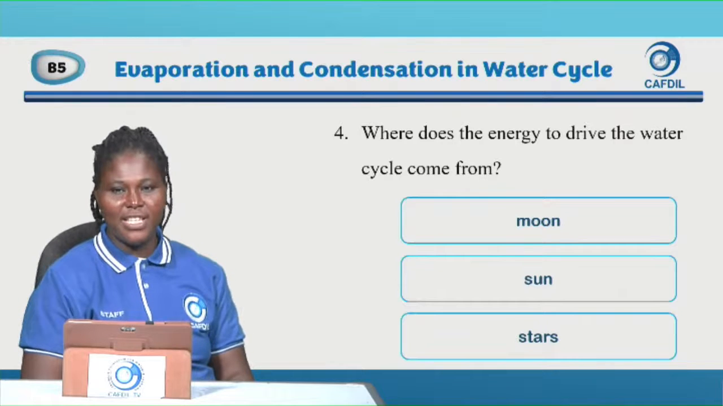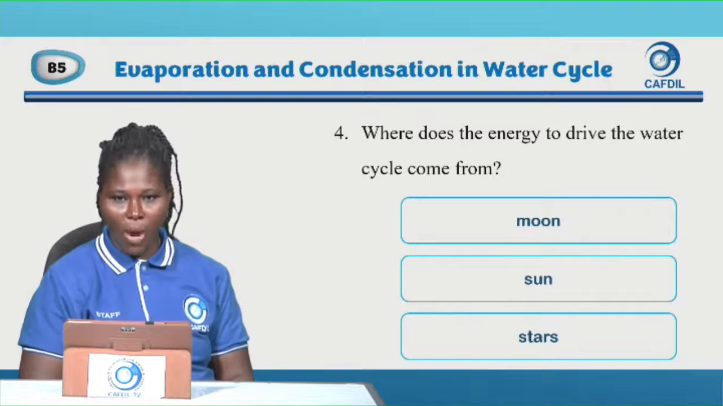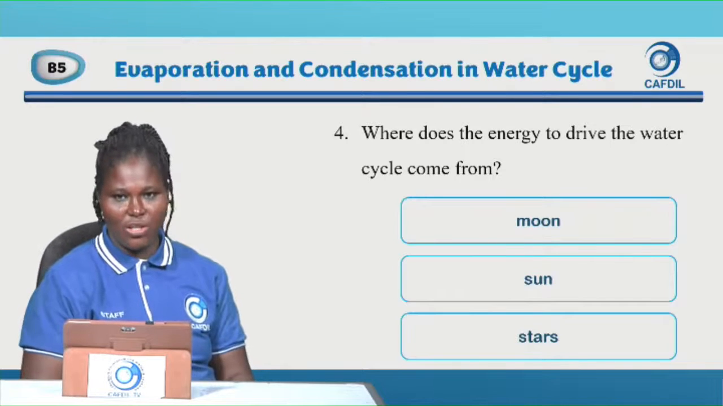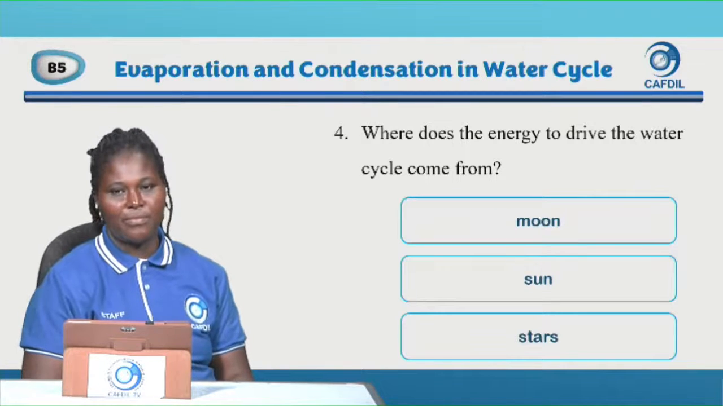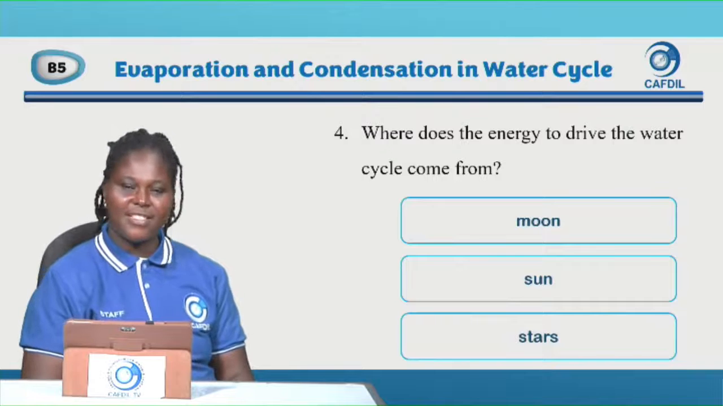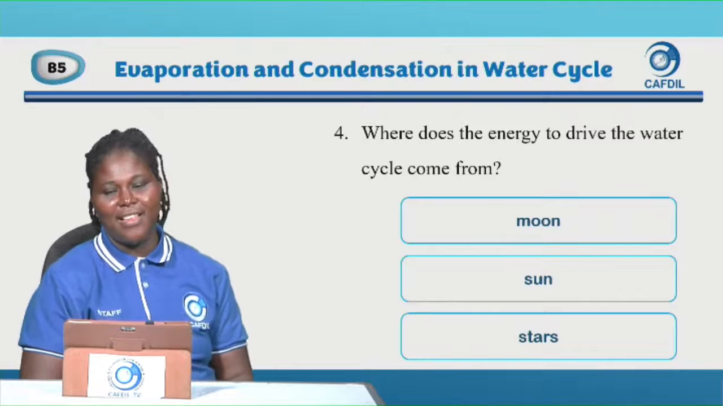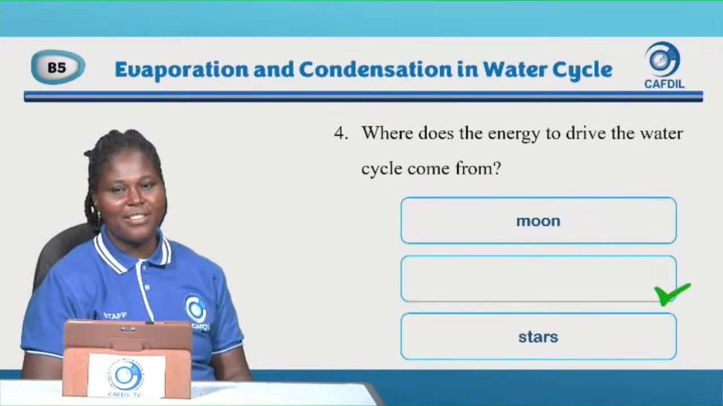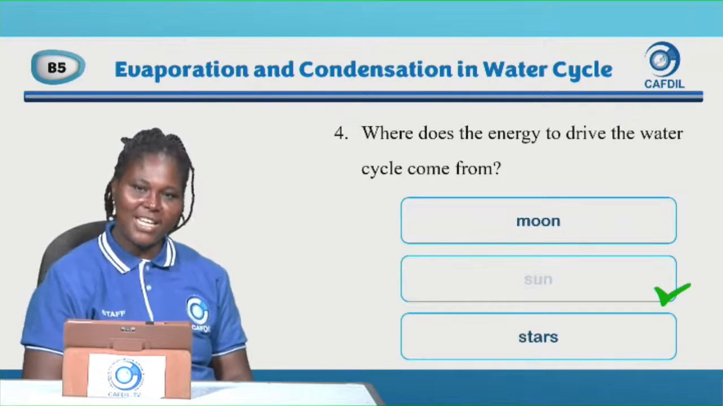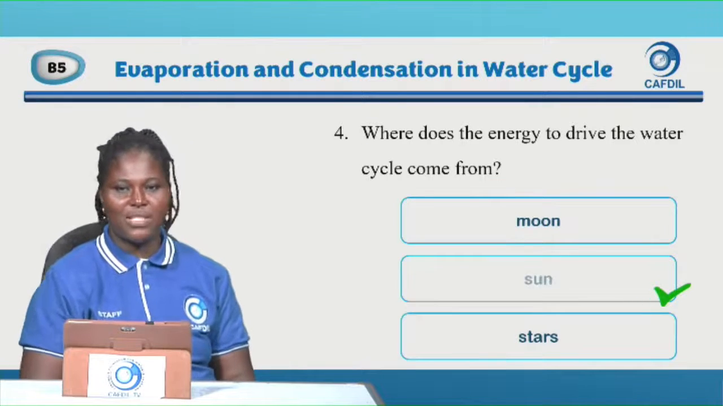Question number 4. Where does the energy to drive the water cycle come from? It comes from the moon, the sun, or the stars. Which of them is the answer? Think about it. Okay, the sun. So it's the sun that gives the water bodies energy.